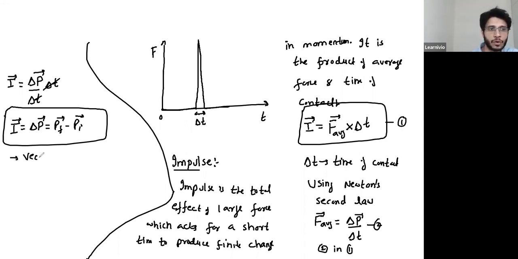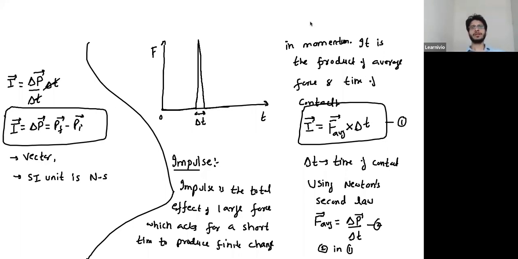Impulse is a vector quantity. Its SI unit is force into time, so the SI unit is Newton seconds.